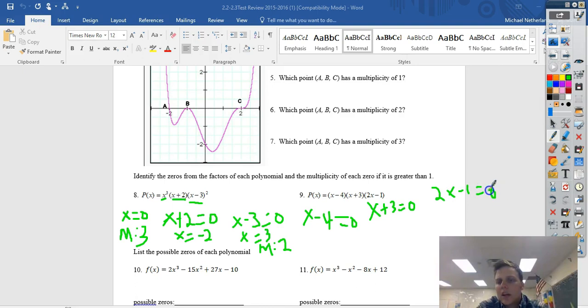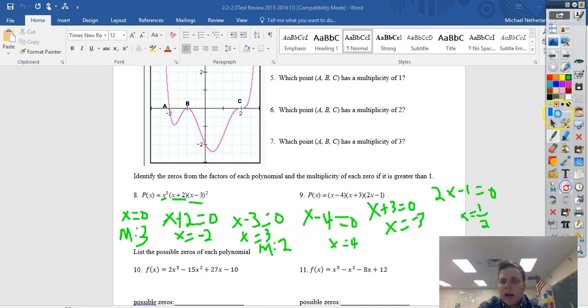Okay, and hopefully you're like, oh, this is easy. x is equal to 4, x is equal to negative 3, and then on this last one, you add 1 divided by 2, so you got x equals 1/2. Okay, and they all have multiplicities of 1 because they all came from powers of 1. Okay, so that would be the answer for number 9.